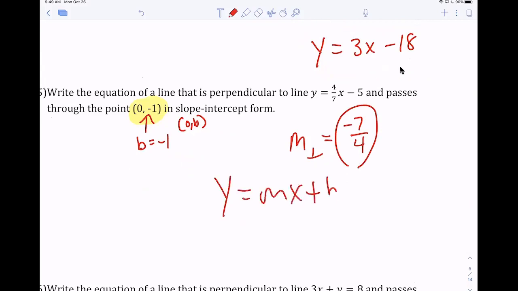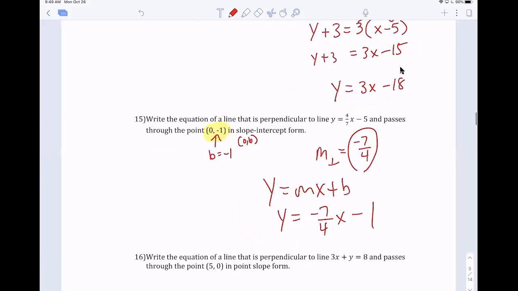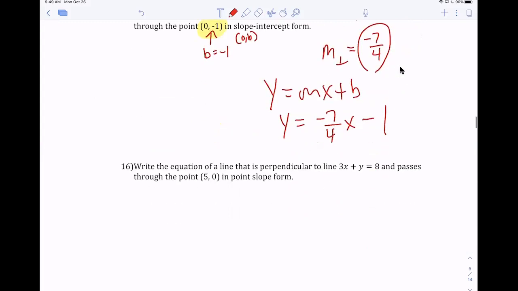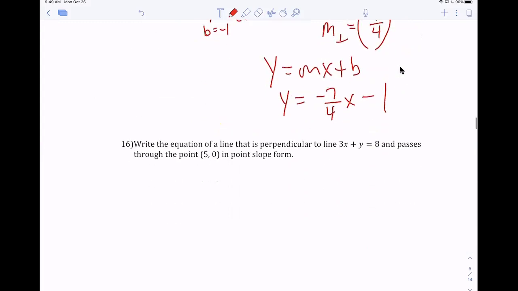y equals 7 over 4 minus 1. That's it. All right, you forgot the x. Don't forget the x. Anybody have any issues with that? Any issues? Okay, 16, go. You're up.